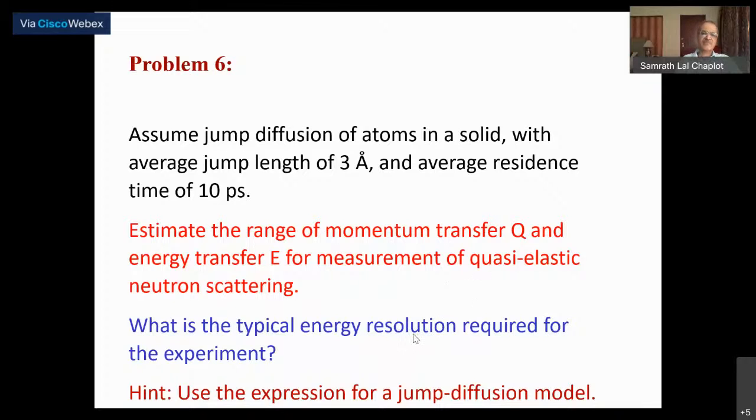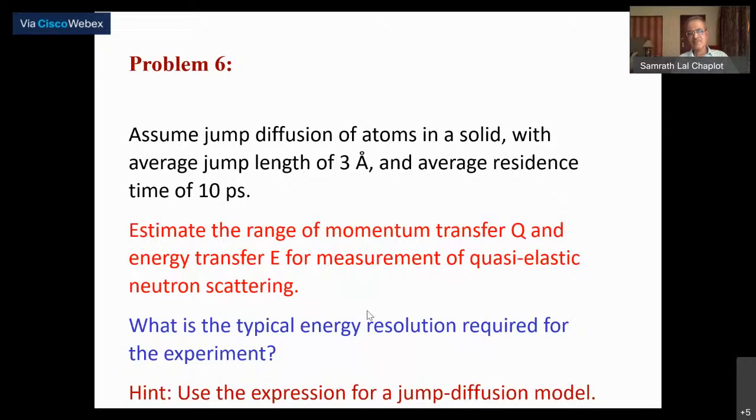Then I should have a resolution which is obviously smaller than that. So instead of 100 micro-electron volt, I should have a resolution of a few tens at least of micro-electron volt, and the energy transfer range you would need is at least 2 to 3 times bigger than the half width at half maximum, in order that you can see the full Lorentzian function. So that would be the numbers. That would be very easy. You just use a jump diffusion model and work out the range of Q and range of E and the resolution of the measurements.